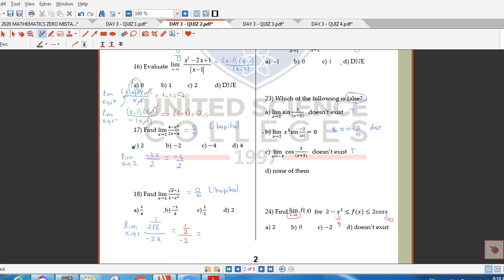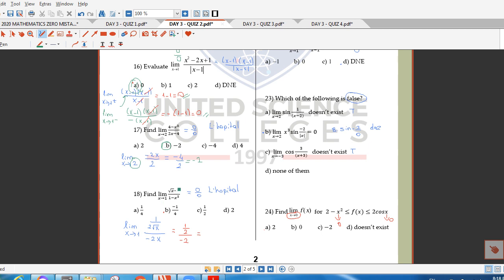Question 17, I need direct substitution, and direct substitution is going to give us 0 over 0. So I can use L'Hopital. Derivative of numerator will be negative 2x. Derivative of denominator will be 2. And if I write 2 instead of x, negative 4 over 2 is negative 2 as the answer of question 17. Question 18, direct substitution is going to give us 0.